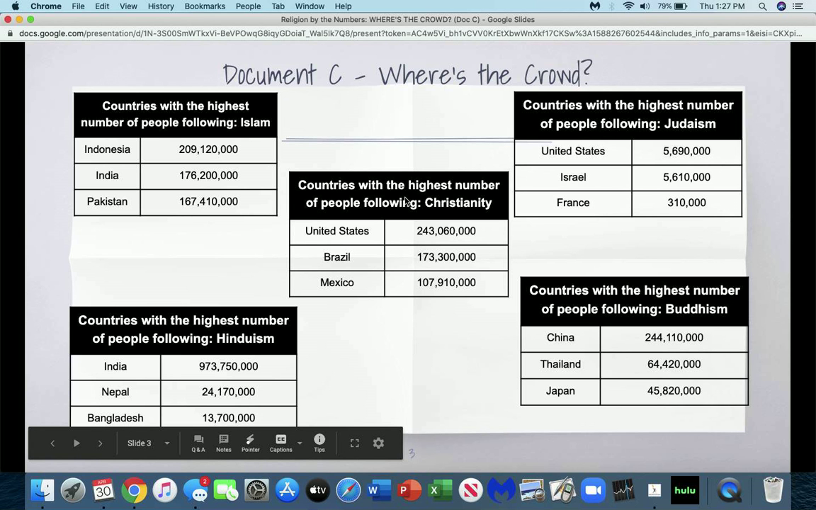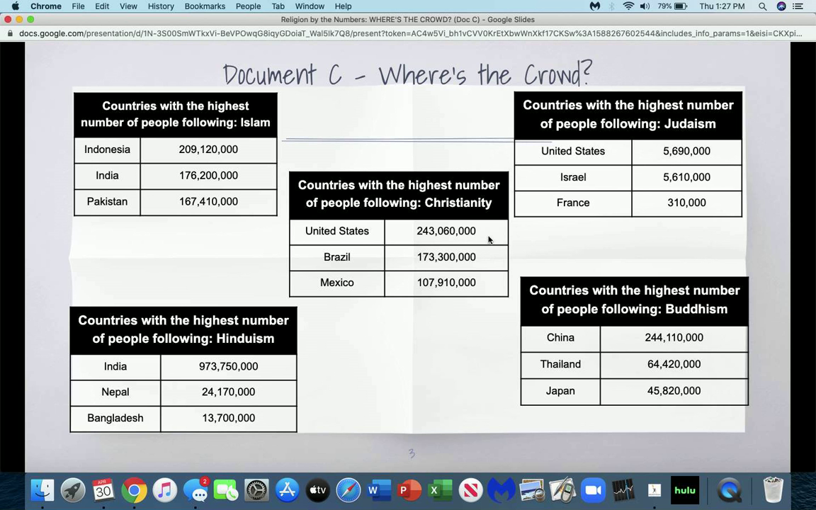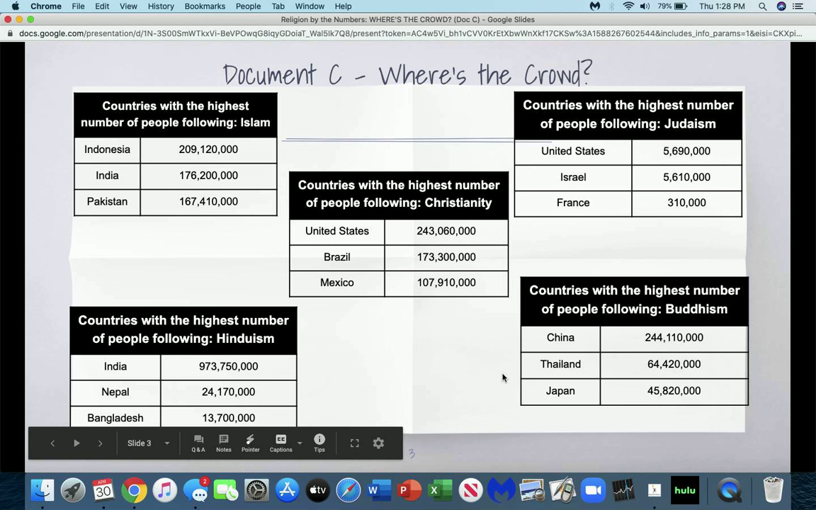Countries that have the highest number of people following Christianity are the United States with 243,060,000, then Brazil, and then Mexico. Countries with the highest number of people following Judaism are the United States with 5,690,000, Israel coming in a close second with 5,610,000, and then France with 310,000. Then the country with the highest number of people following Buddhism is China with 244,110,000. Then we have Thailand in second and Japan in third.